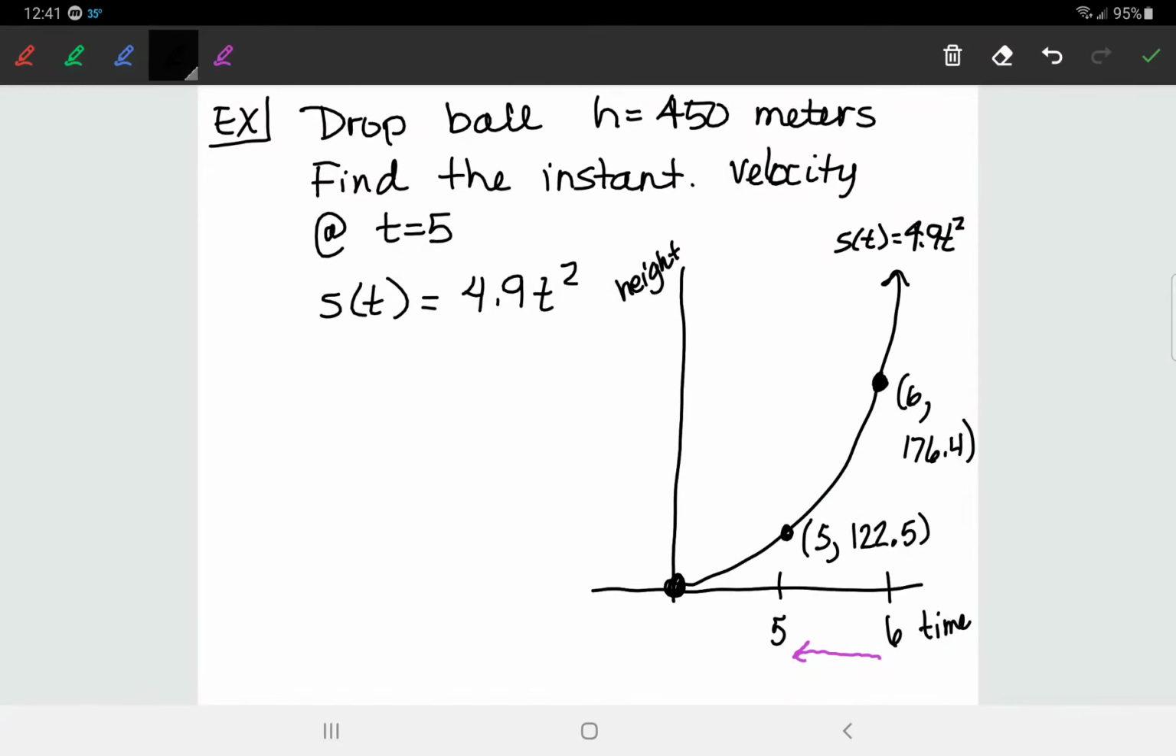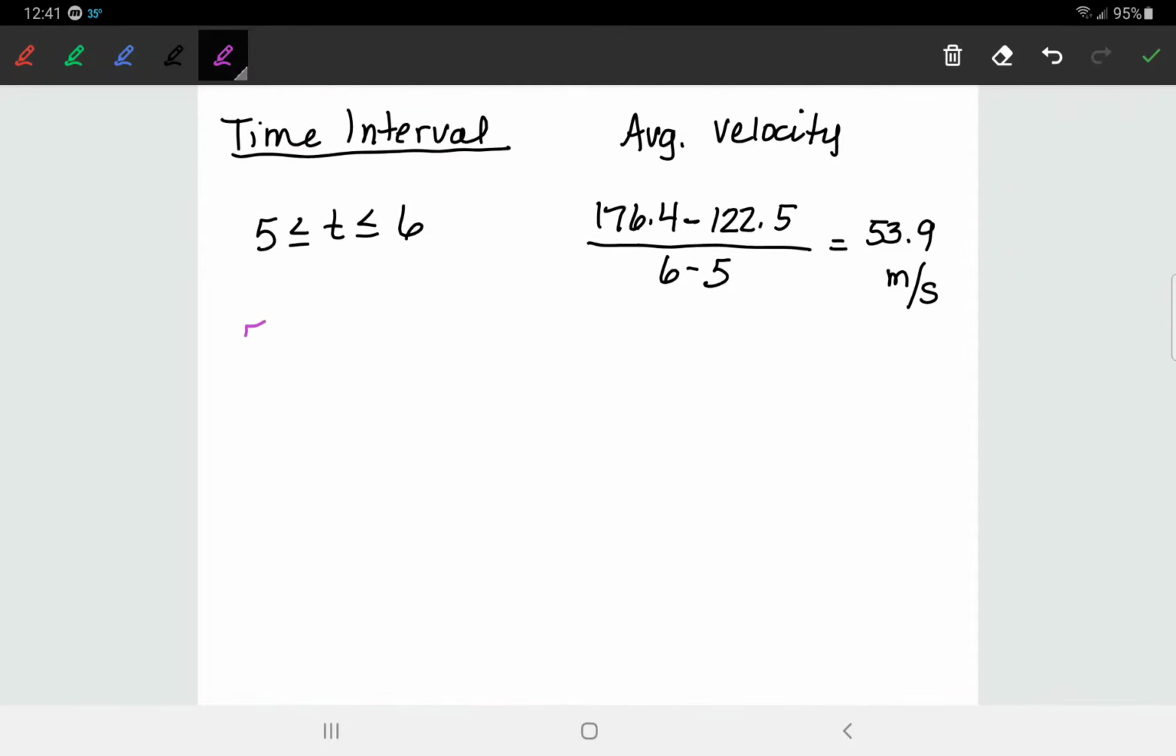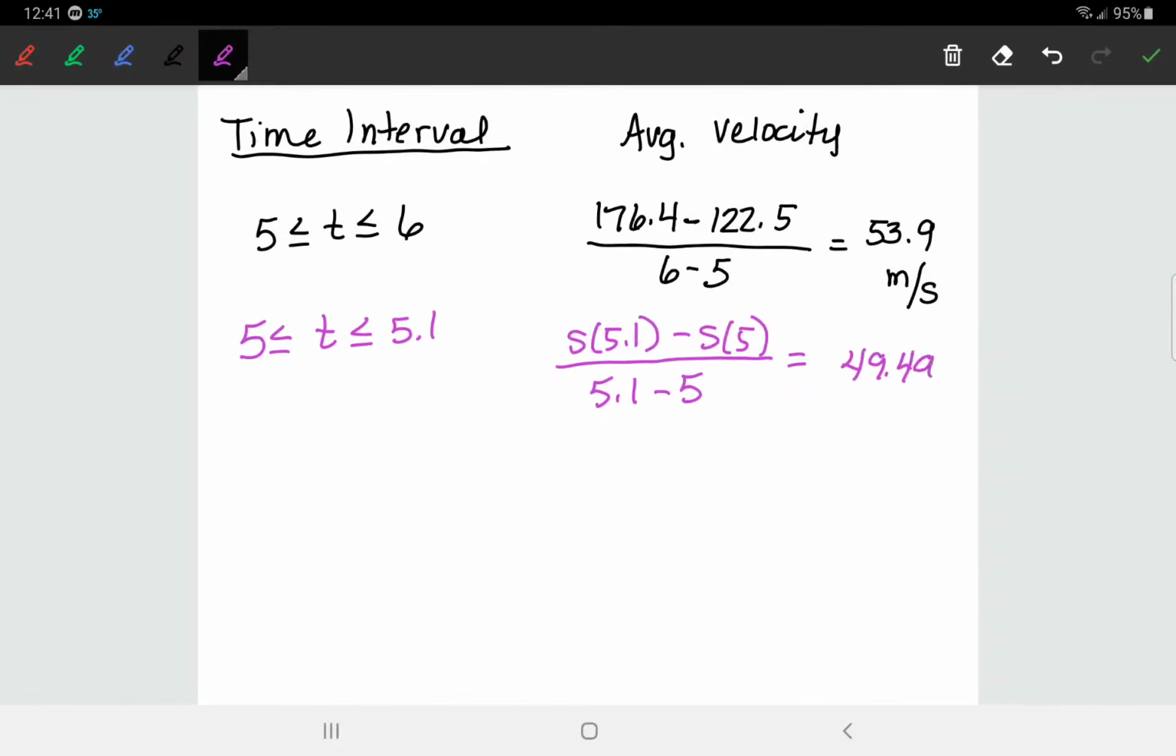Now, going back here, remember we're going to try and move even closer. So let's get pretty close. We could say, all right, what's happening here at 5.1? So now our time interval goes between 5 and 5.1. You would put that in and find the position at 5.1 and subtract off the position at 5. And the time interval in between is 5.1 minus 5. When you come out with that, you should get 49.49 meters per second.